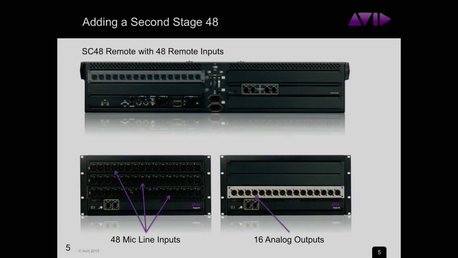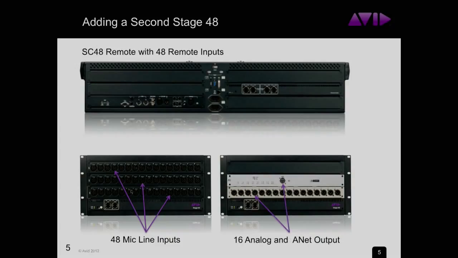Now, that's not to say that you couldn't have outputs local to the console as well. You could certainly add a second output card to that local area and have outputs locally there. So here you would have obviously 48 mic line inputs remotely located, 16 analog outputs remotely located, and 16 local to the console. But if you're using ANET, you might want to put your ANET card down at the stage level or the remote location as well. This probably makes the most sense in most applications where you're using Aviom, simply because it puts it closer to the set of mixers that are on stage.